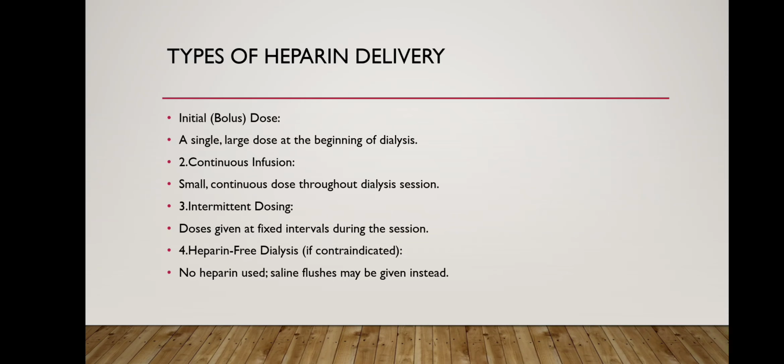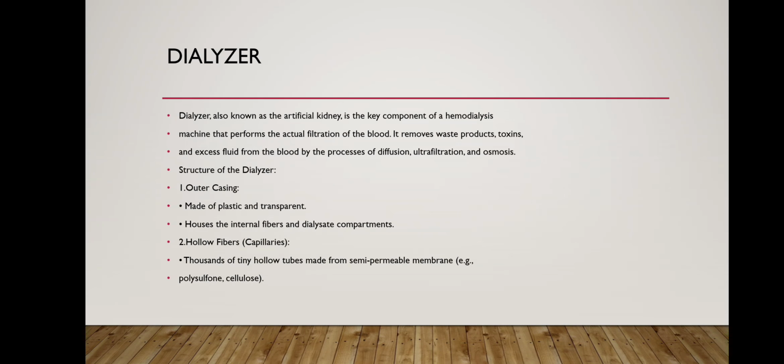Next, types of heparin delivery. First one is the initial bolus dose, a single large dose at the beginning of dialysis, then continuous infusion, which is a small and continuous dose throughout the dialysis session. Next, intermittent dosing, where a dose is given at fixed intervals during the session. Heparin-free dialysis, if heparin is contraindicated: there is no heparin used and saline flushes may be given instead.